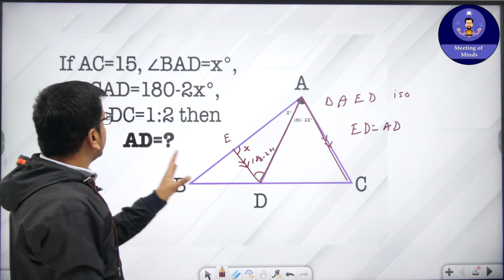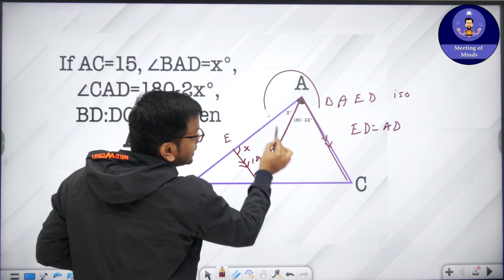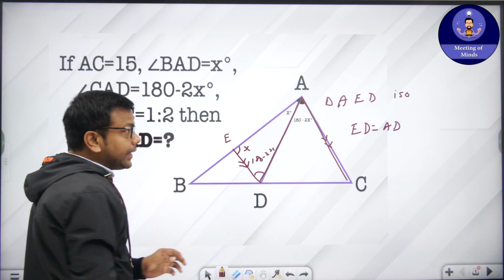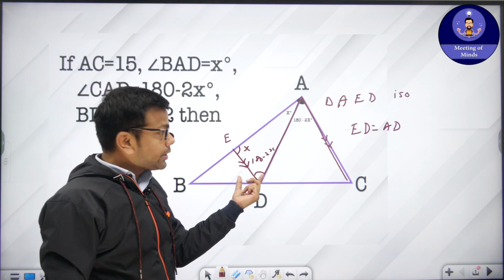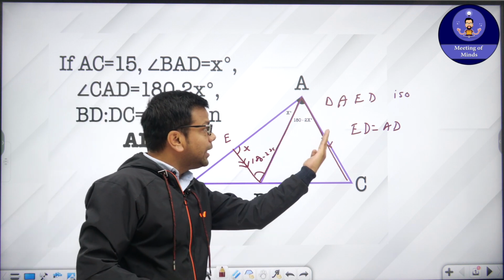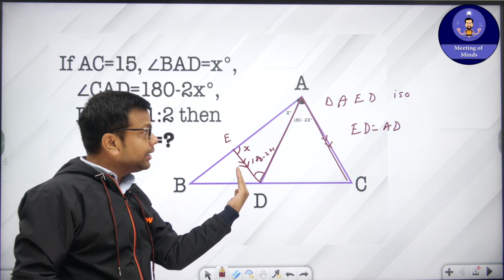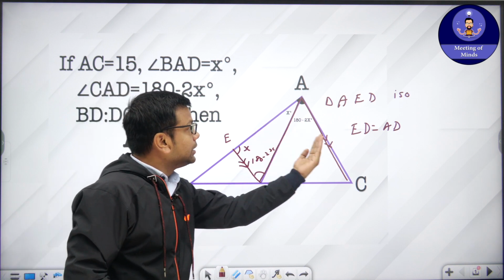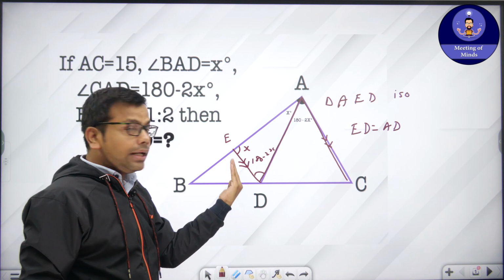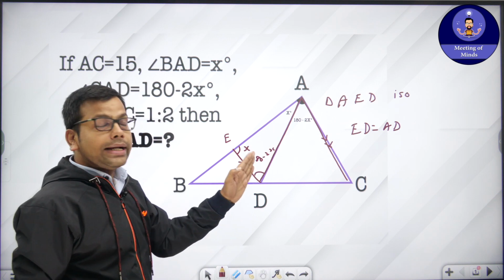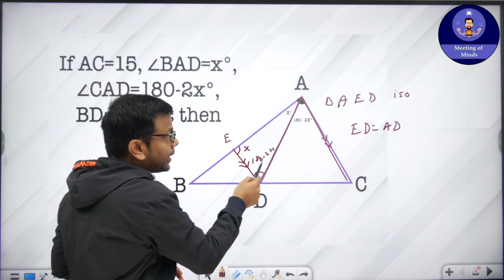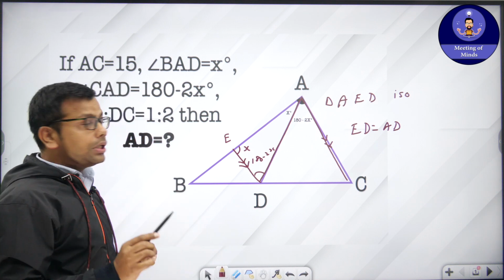This is a special property of this angle. Fine, so we created an isosceles triangle by default. If we construct a parallel line with the angles x and 180 minus 2x, these two lines are parallel, and we are going to create an isosceles triangle. Now we are going to use the Thales theorem.